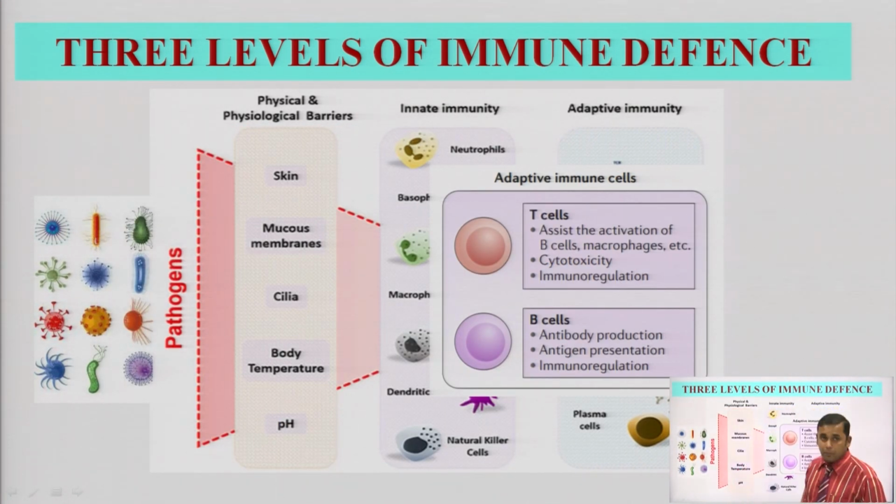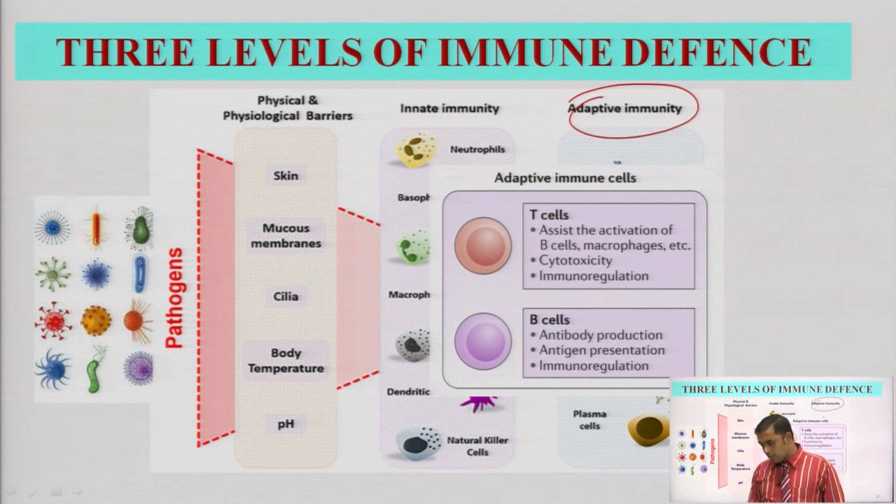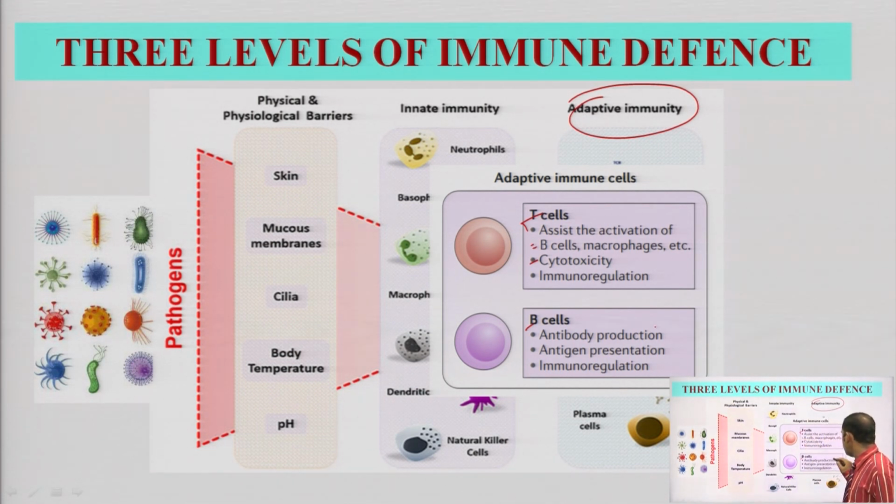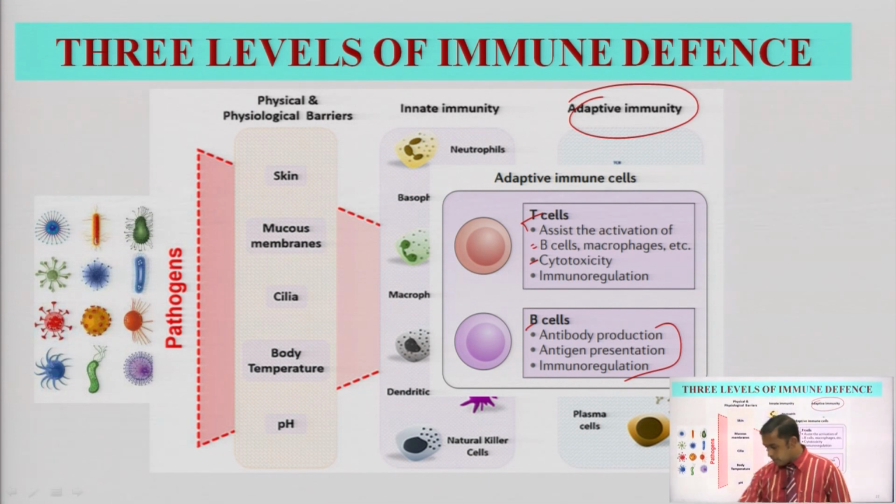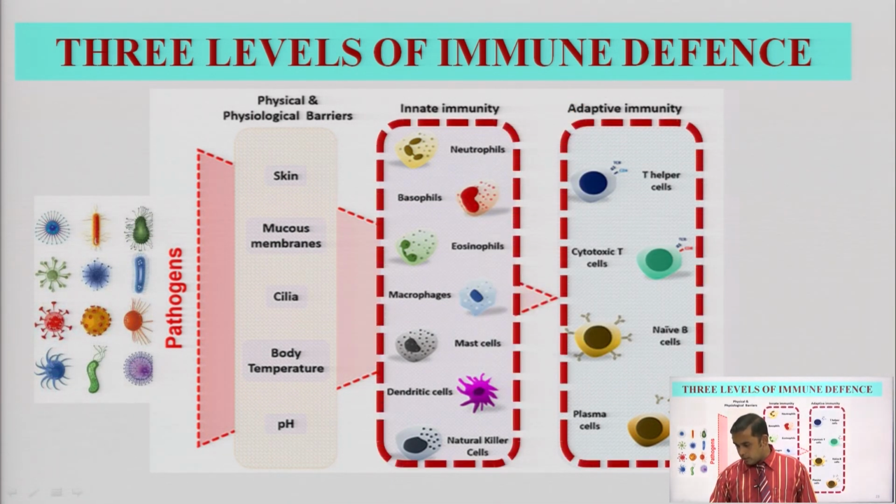And lastly, we have also learned about the adaptive immune system. In the adaptive immune system, what you have seen are the T cells and B cells. T cells do some cytotoxic activity and assist the activation of the B cells, and B cells produce the antibodies. So, this is how our entire system works.